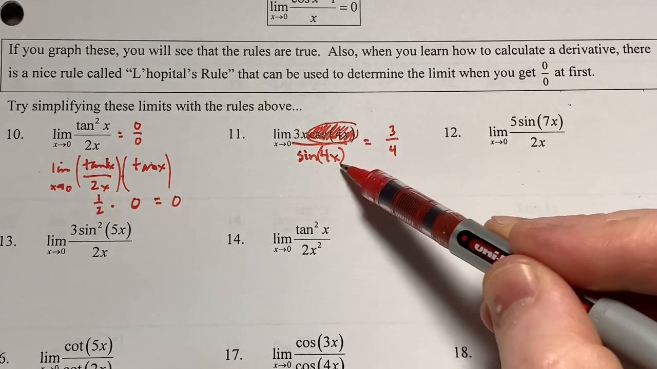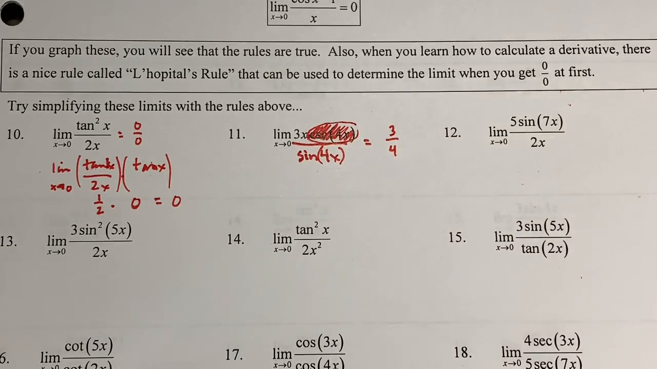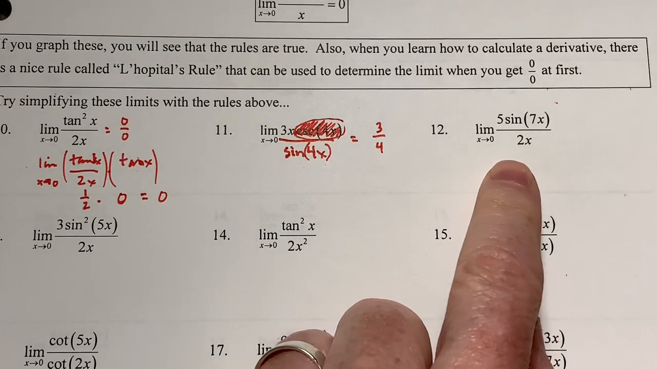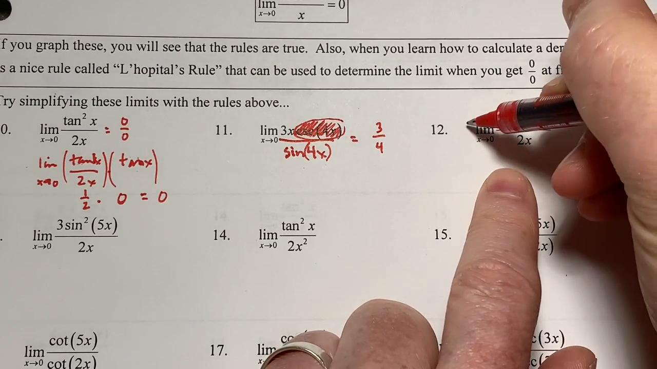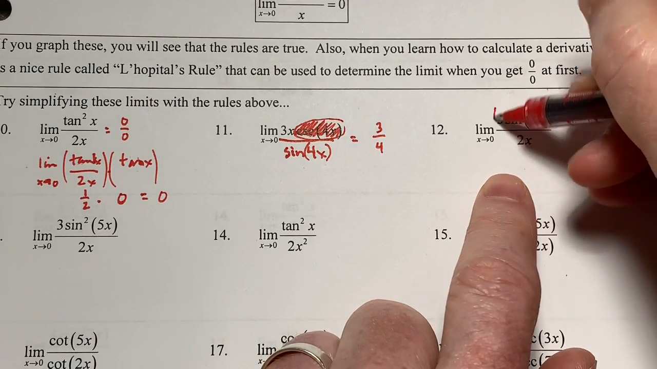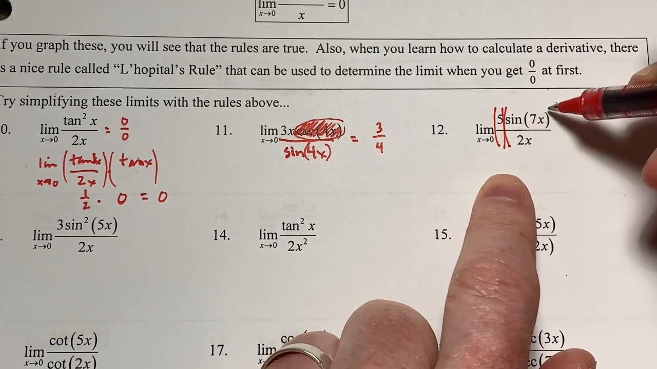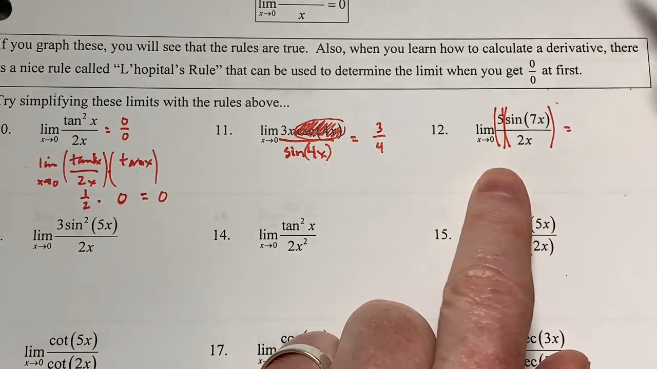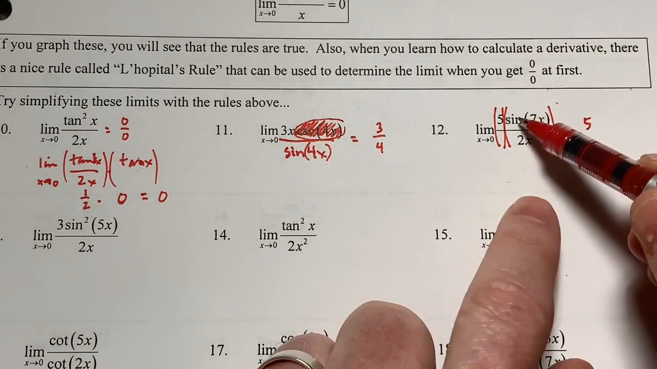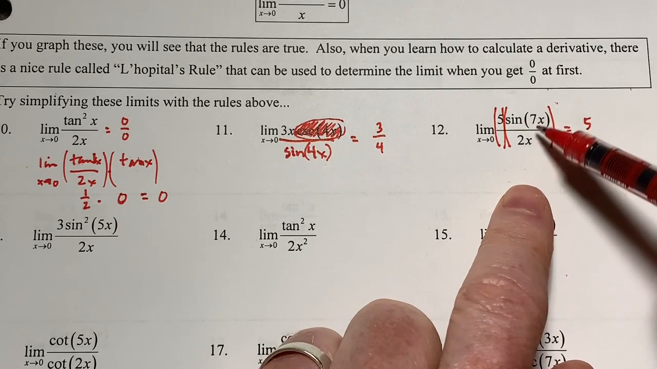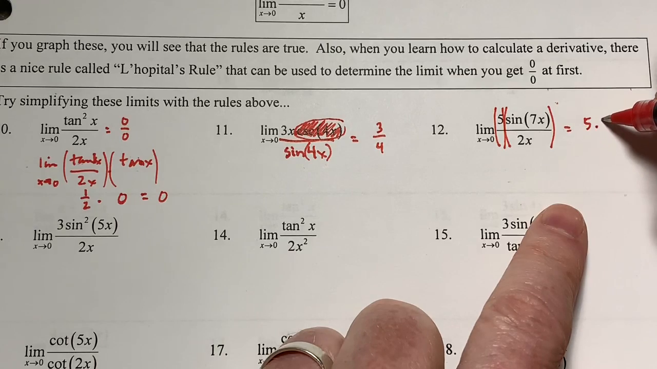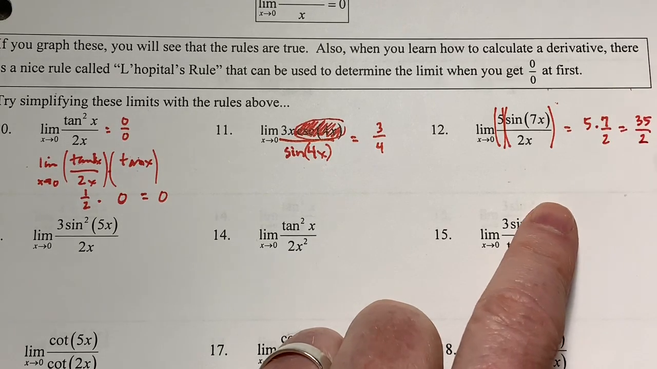Something x, trig something x, A over B. All right? What about this one? Well, this is a rule except for that constant, right? I could take that 5, swing it out, or just treat it like its own separate function, right? So the limit of a constant is 5. And what's the limit of sine 7x over 2x? Well, trig something x over something x, take the coefficients. So multiply that 5 by the 7 halves, and I get 35 halves.